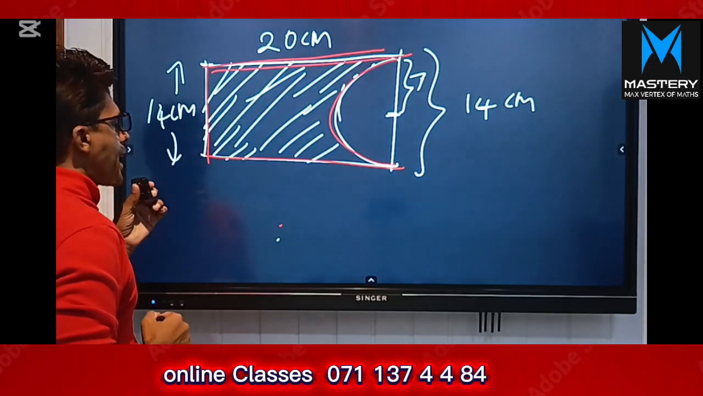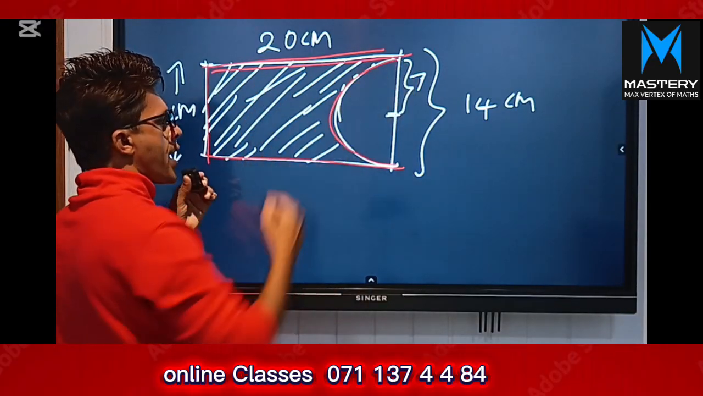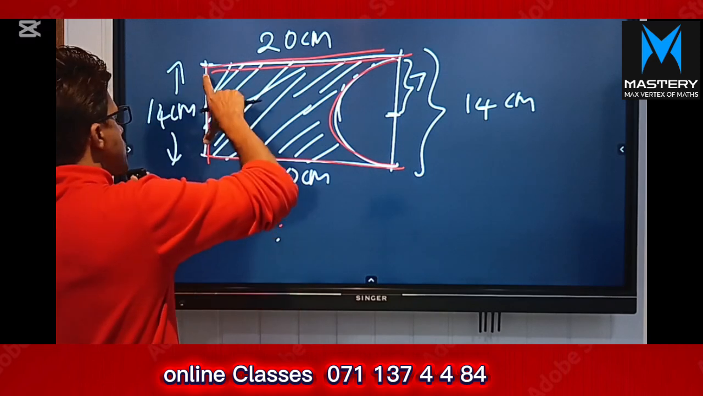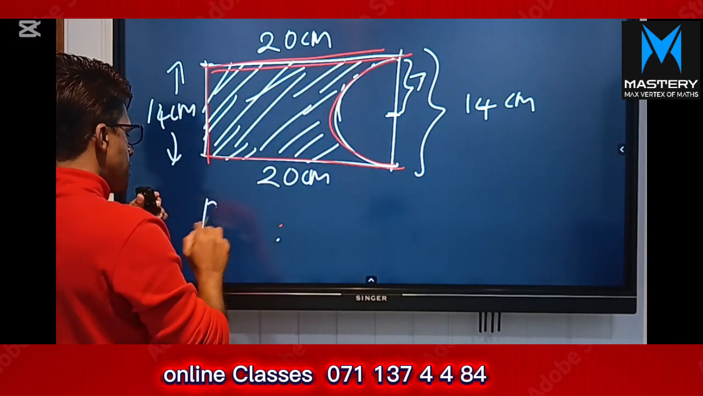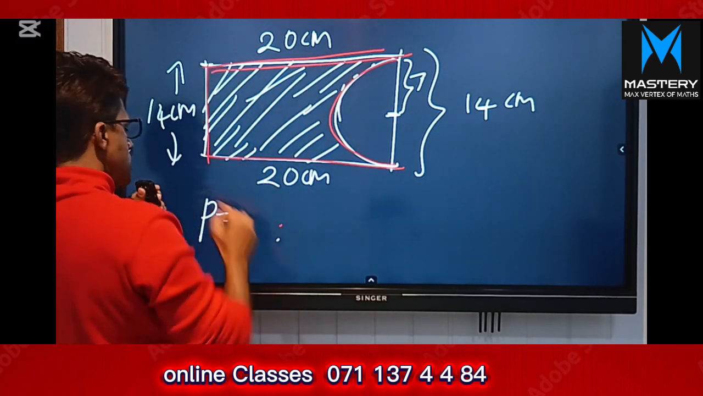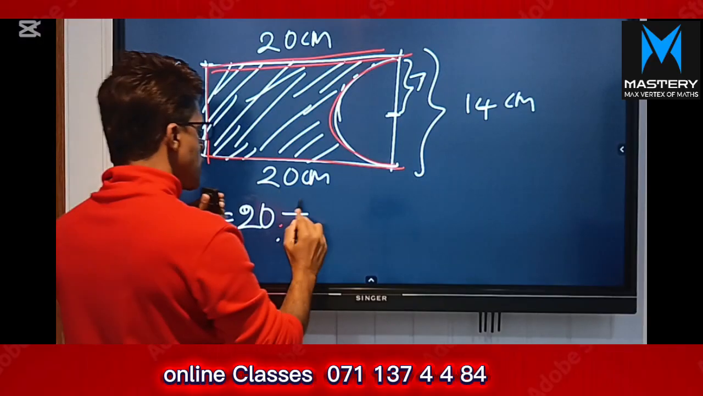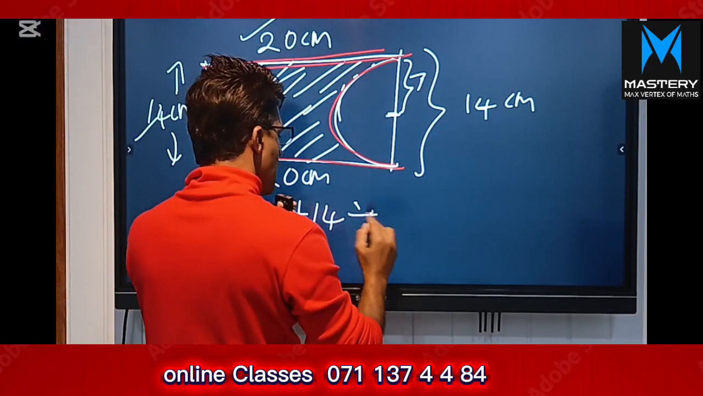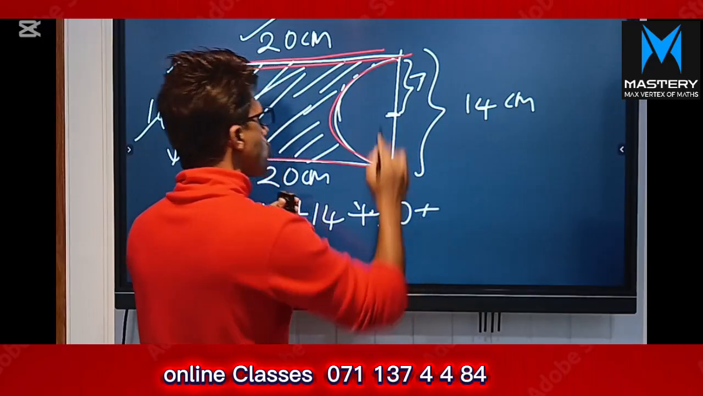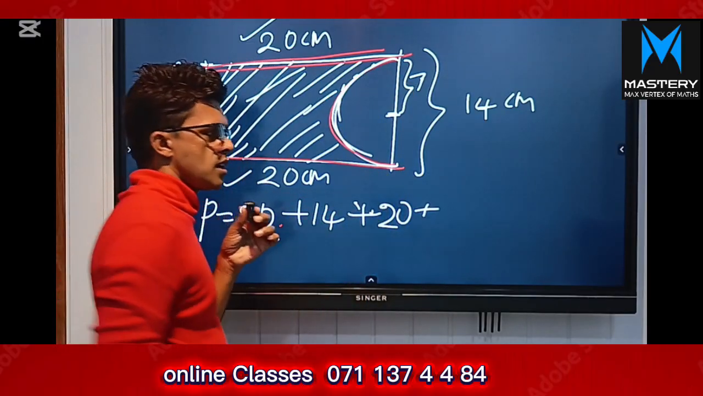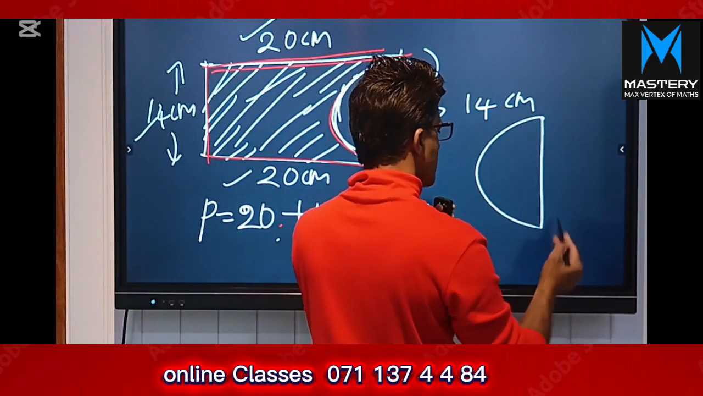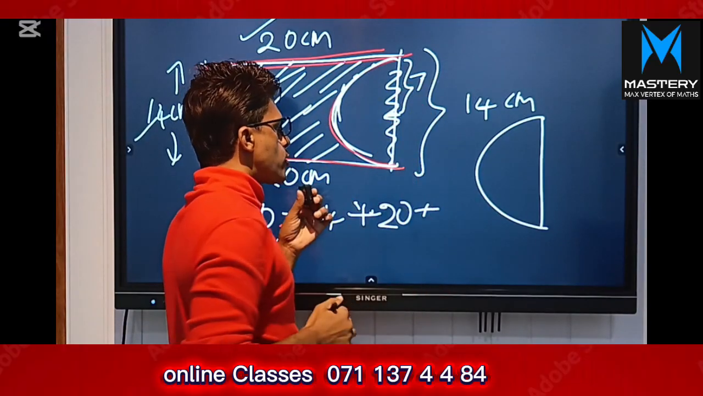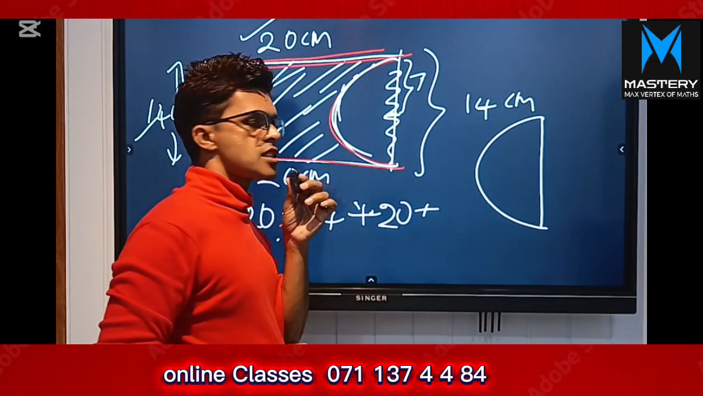If this is 20, then this segment is also 20. The perimeter equals 20 plus 20 plus 14 plus 20 plus 14 plus this 20, and this curved segment should also be calculated. Here is a semicircle, you know that. This segment is not added to the perimeter of the shaded part, therefore it is not added.